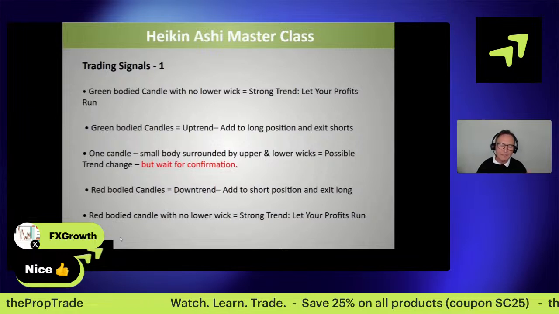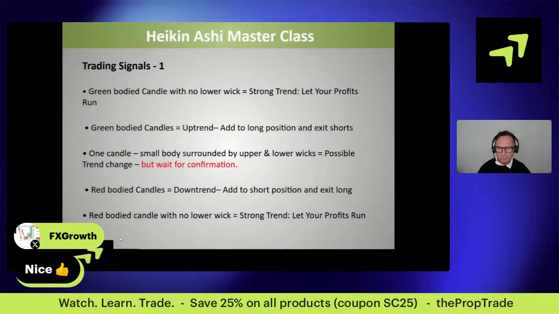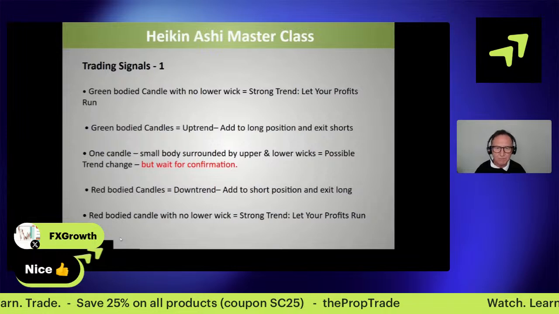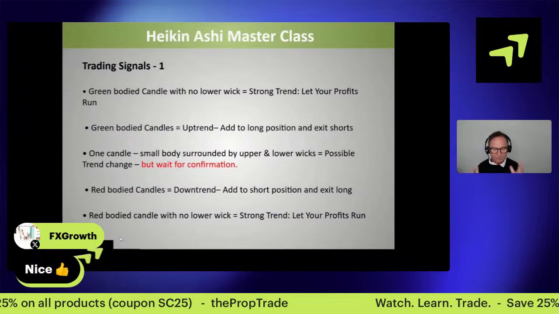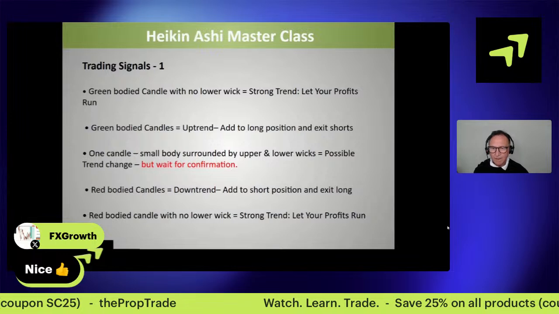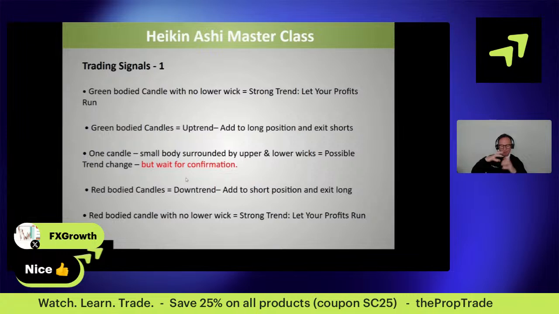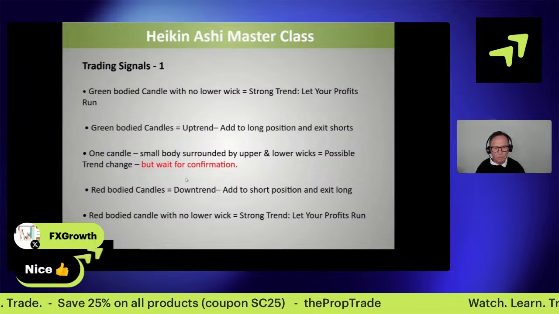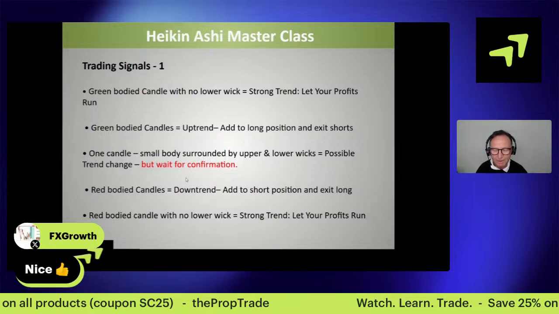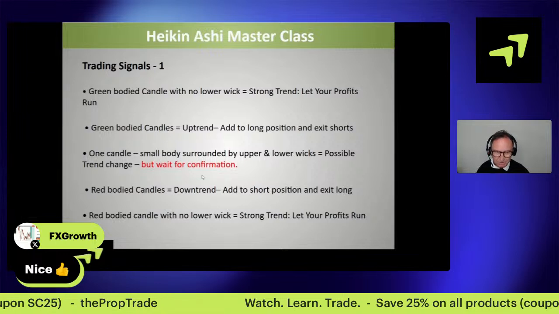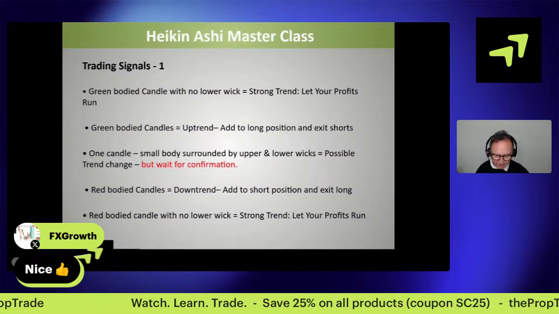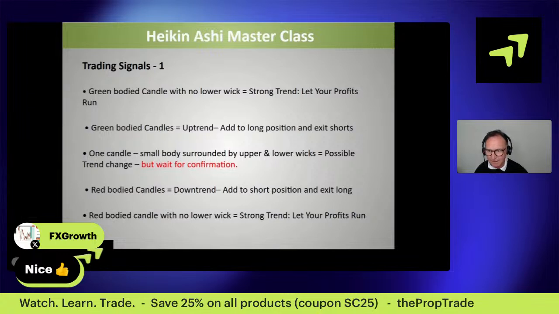So in summary, green body candles with no wick is a strong trend, or whatever colored candles we're using. Look to be long. Add to your position. Once you get a balance where we've got upper and lower wicks, we may be looking for a change in direction. But again, wait for confirmation. Wait for a bigger body candle in that direction.